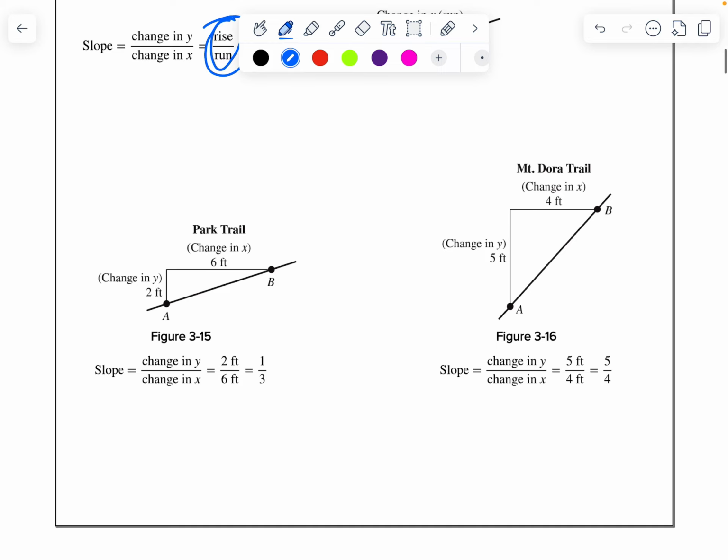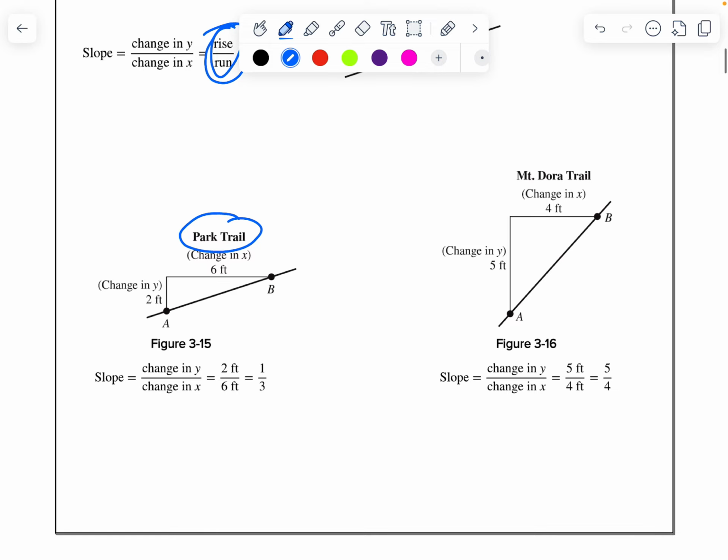So for example, here, the park trail example. If we want to calculate our rise, how far did it rise? Change in y was 2 feet. Our run, change in x, is 6 feet. So 2 over 6 makes 1/3. The same thing in this example. We rise 5 feet. We run 4 feet. So 5 over 4 is our slope. Notice that both of these, again, are positive slopes. If I put a car on the left side, it's moving upwards as I go to the right.